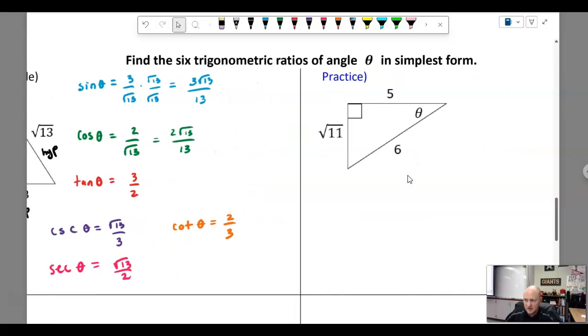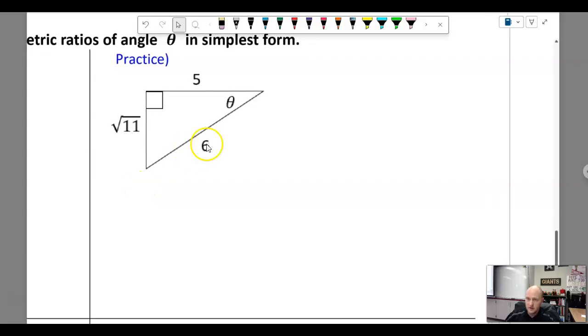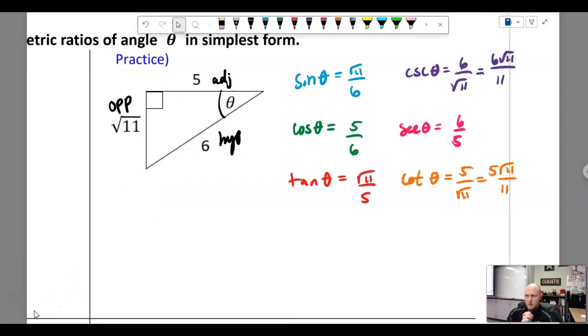I have a practice problem here. Go ahead, pause me, try this one, and then double check the results. Okay, here you go. Square root of 11 over 6 is sine theta. Cosine theta is 5 over 6. Tan theta is root 11 over 5. Cosecant of theta is the first time you have to rationalize. You should have gotten 6 over square root of 11, but if you multiply top and bottom by square root of 11, we get 6 square root of 11 over 11.